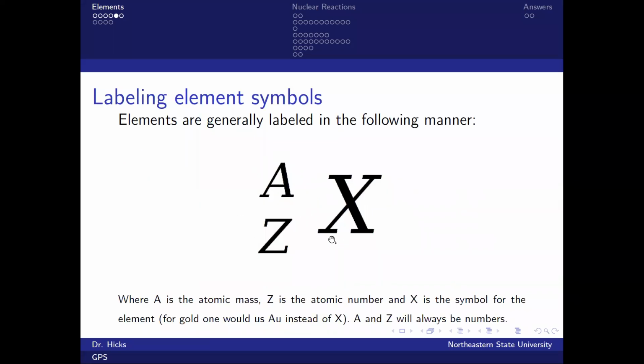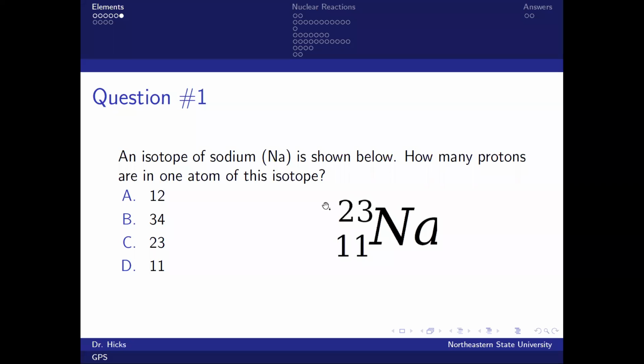So on the periodic table, X represents the element symbol. So for gold, it would be Au. Z is the atomic number. That's always going to be smaller than the atomic mass. And this is how we're going to specify our elements. So A and Z are always numbers. X is the element symbol, so it's going to be letters. Right. So if I have a particular sodium atom here, how many protons are in this?